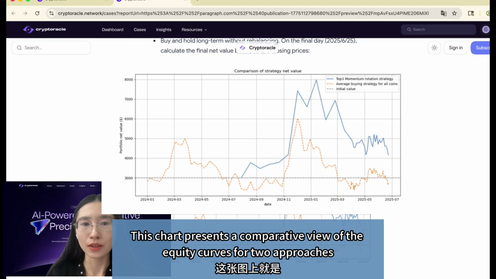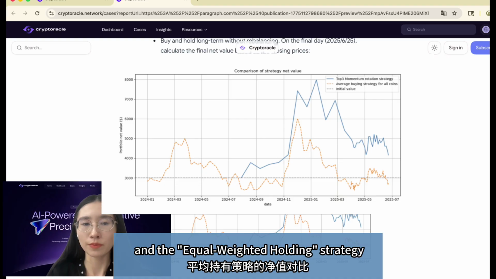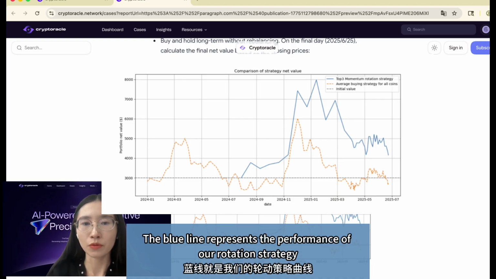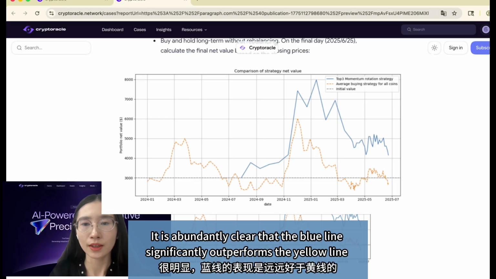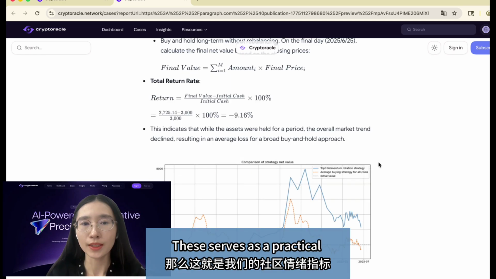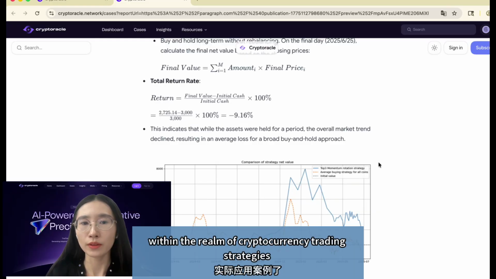This chart presents a comparative view of the equity curves for two approaches: our top three community momentum strategy and the equal-weighted holding strategy. The blue line represents the performance of our rotation strategy, while the yellow line depicts the performance of the equal-weighted holding strategy. It is abundantly clear that the blue line significantly outperforms the yellow line. This serves as a practical, real-world application of our community sentiment indicators within the realm of cryptocurrency trading strategies.